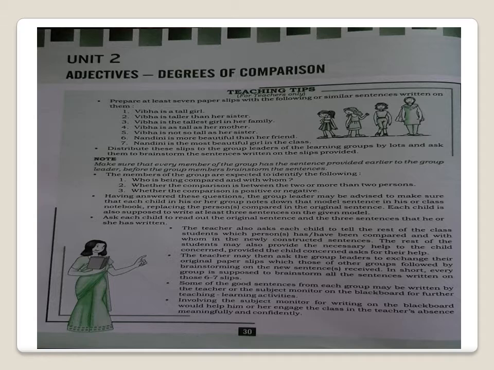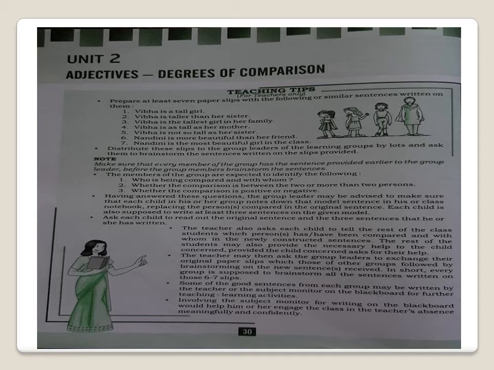First sentence, Viva is a tall girl. Second sentence, Viva is taller than her sister. Third, Viva is the tallest girl in her family. Fourth, Viva is as tall as her mother. Fifth, Viva is not so tall as her sister. Sixth, Nandini is more beautiful than her friend. Seventh, Nandini is the most beautiful girl in the class.